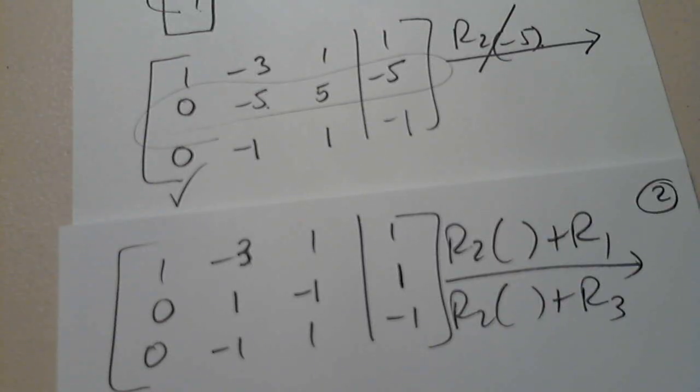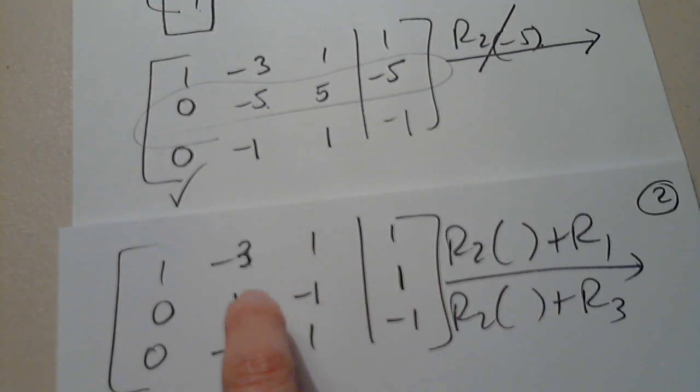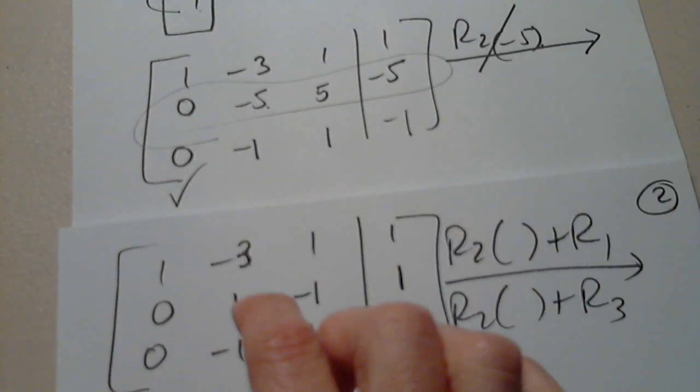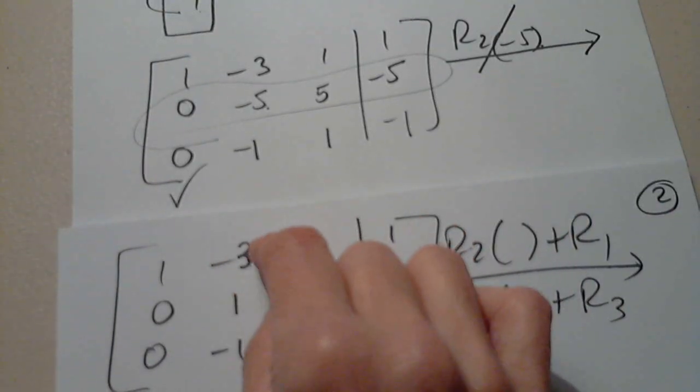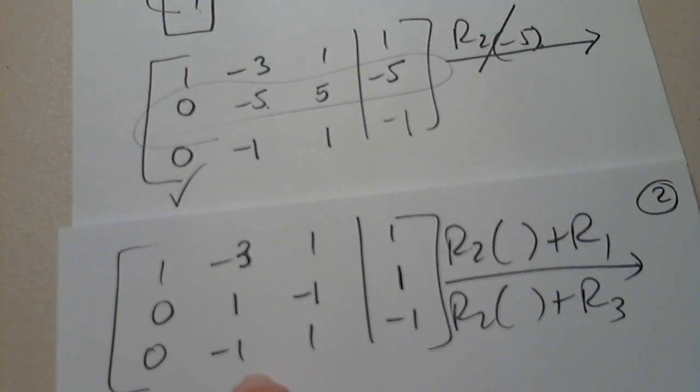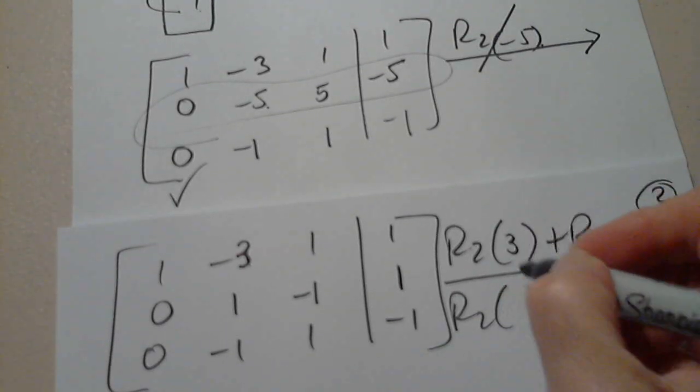At this stage, I'm using row 2. What do I multiply row 2 by to eliminate this? And row 2 by to eliminate this? Would it be 3 and 1? Yes, indeed, 3 and 1, perfect.